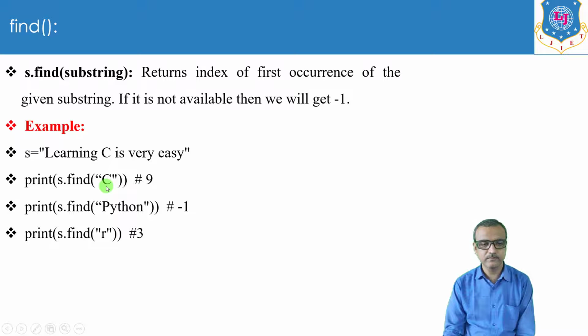It will find the letter C in the string s, that is this one. Now the letter C is present at index number 9. If you count from 0 onwards, you will find the position of C at index 9. Similarly, print(s.find("Python")), as you can see, Python is not present in this string, so it will give us output as -1. Now finally, print(s.find("r")) will find r in this string. You can see the position of this r is at index number 3, as it starts from 0. So this is 0, 1, 2, 3. So the output in this case will be 3.